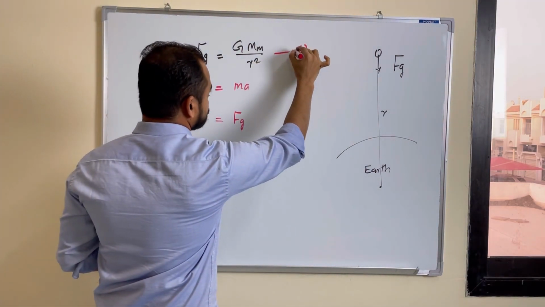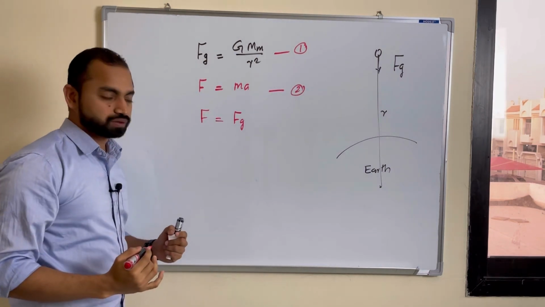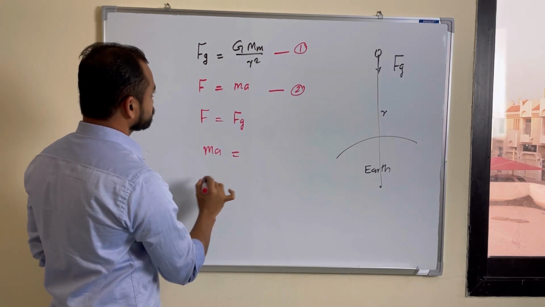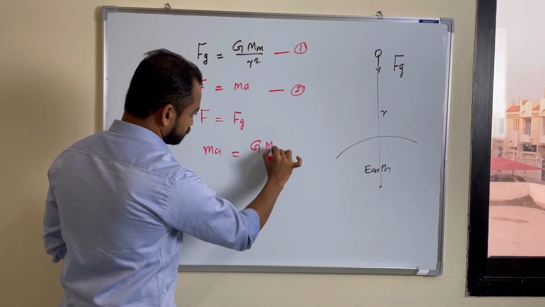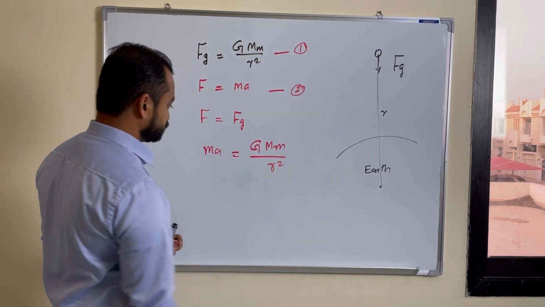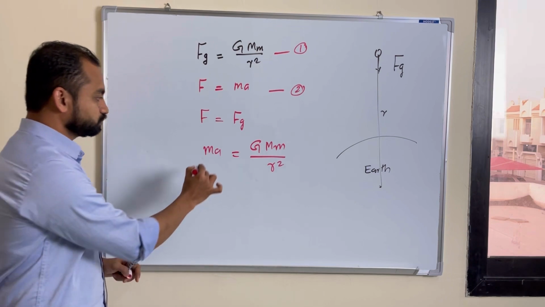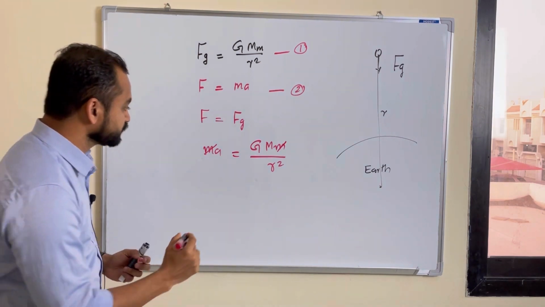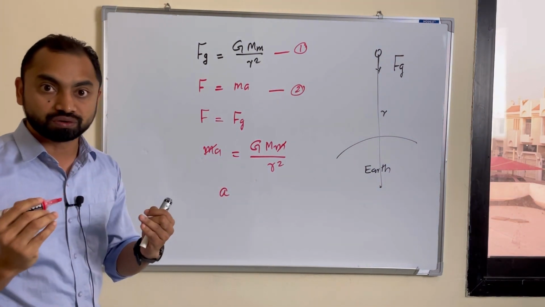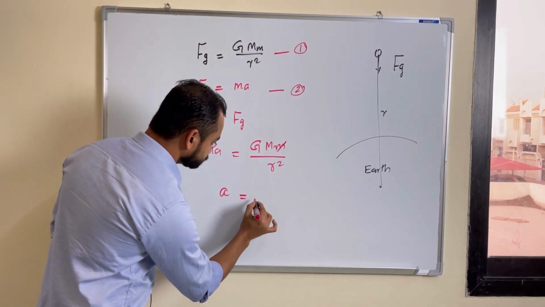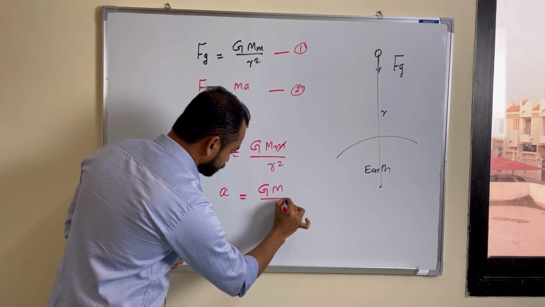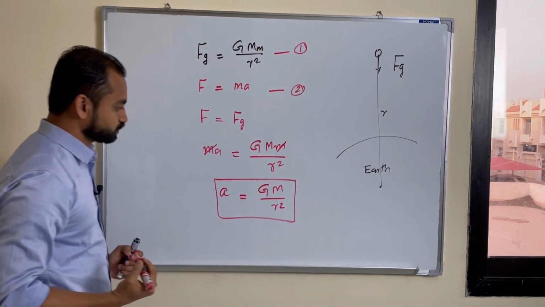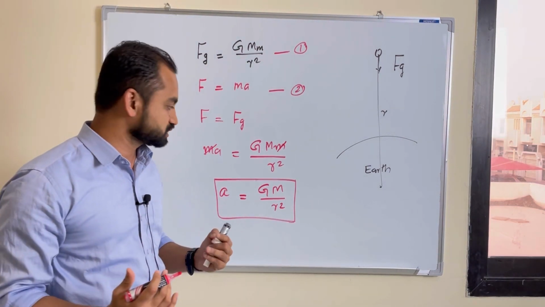So by Newton's law of gravitation and Newton's second law of motion, we can write the resultant force, mass into acceleration, is equal to G multiplied by M m divided by r squared. Here this m is the mass of the ball, and this m is also the mass of the ball, so we can cancel it from both sides of the equation. So the acceleration of a falling object is equal to G multiplied by M divided by r squared.